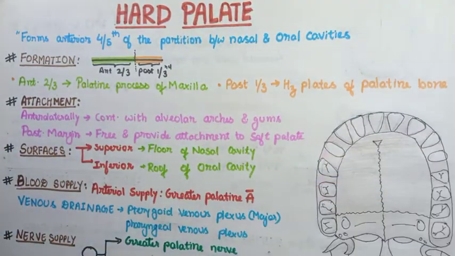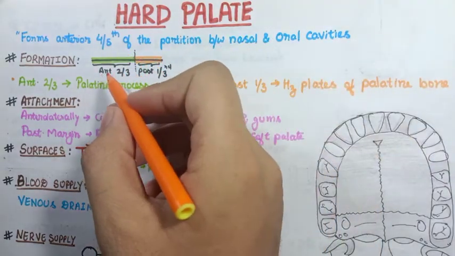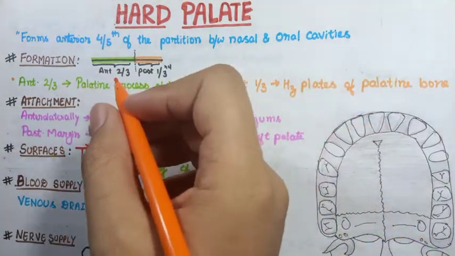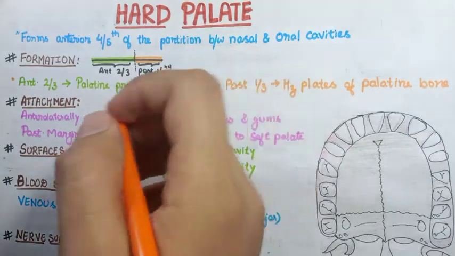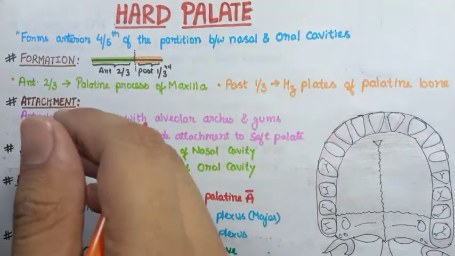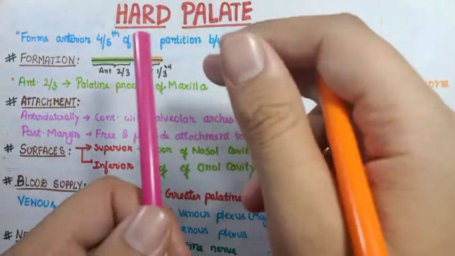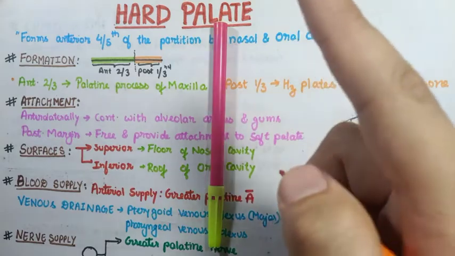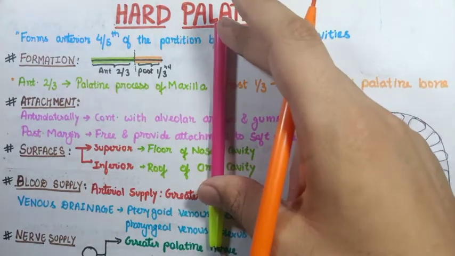So let's discuss now. You can see in this diagram the anterior 2/3 and the posterior 1/3 are formed by different structures. The anterior 2/3 is formed by the palatine process of the maxilla bone, while the posterior 1/3 is formed by the horizontal plates of the palatine bone. Note, we are not talking about the whole of the palate, where the anterior 4/5 is formed by the hard palate and the posterior 1/5 by the soft palate. Now we are talking just about this body.